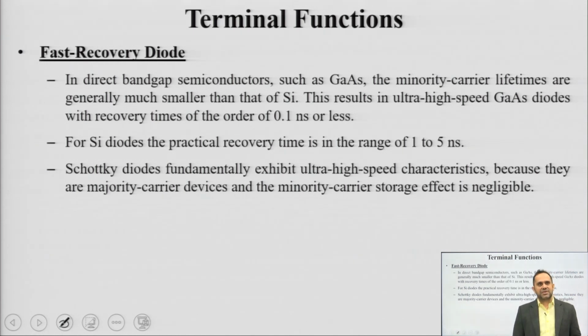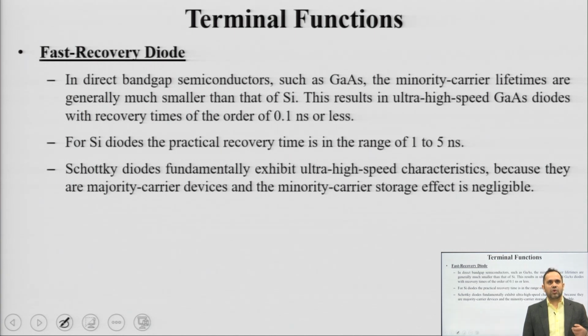In direct band gap semiconductors like gallium arsenide, electrons have the same momentum at EC and EV. So, when electrons recombine in these semiconductors, they emit light instead of heat, the basis of your LEDs. Here the minority carrier lifetimes are generally smaller than that of silicon. So, this results in high switching speeds and very short recovery time, of the order of 1/10 of a nanosecond. For silicon diodes, the practical recovery time can be up to 5 nanoseconds also. So, switching is slow.